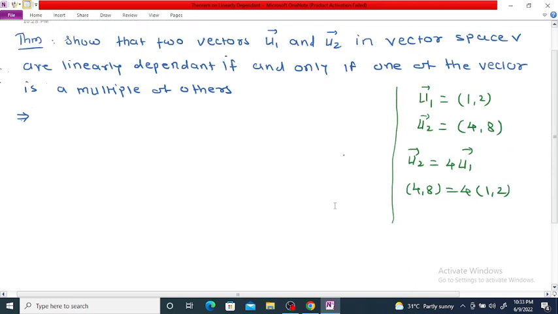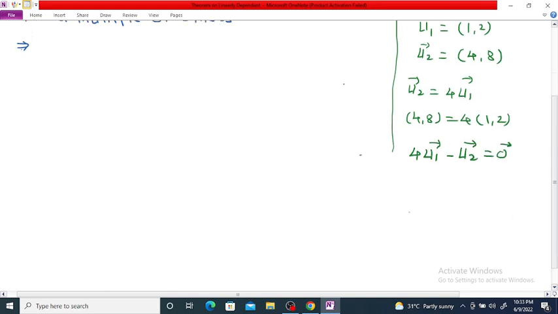Or we can write 4 u1 bar minus u2 bar is equal to 0 bar. And this implies, what is the coefficient of u1 bar? That is alpha 1 is equal to 4 and alpha 2 is equal to minus 1. These are scalars. We write the combination alpha 1 u1 bar plus alpha 2 u2 bar, and alpha 1 and alpha 2 are not equal to 0, and therefore they are linearly dependent by using the definition. So we want to prove this.